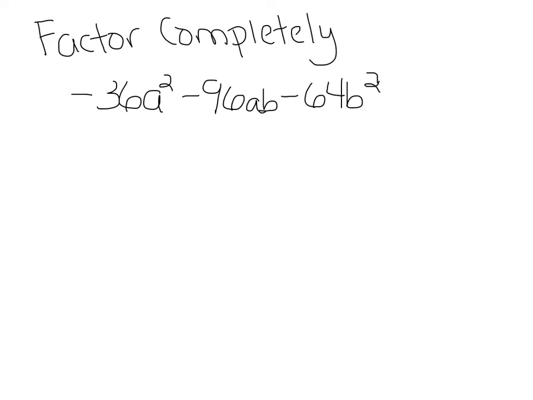In this example, we're going to be factoring a trinomial using the idea of a perfect square trinomial. Before I can do anything else, I have to factor out that negative sign because the first coefficient cannot be negative. So let's factor out that negative sign. Again, when we factor out the negative sign, it changes every sign that I have.